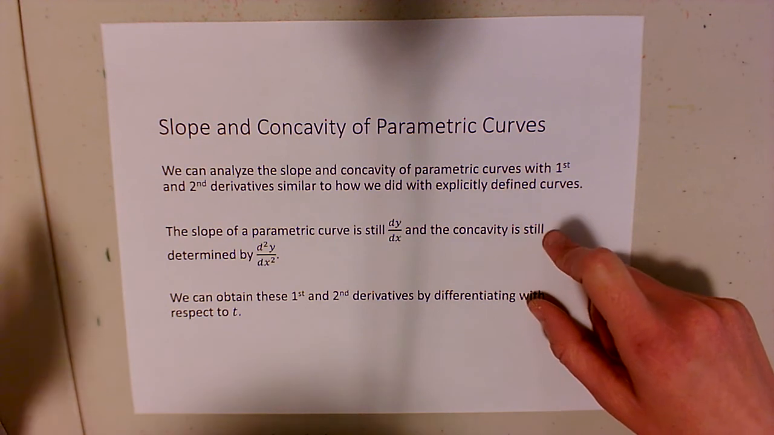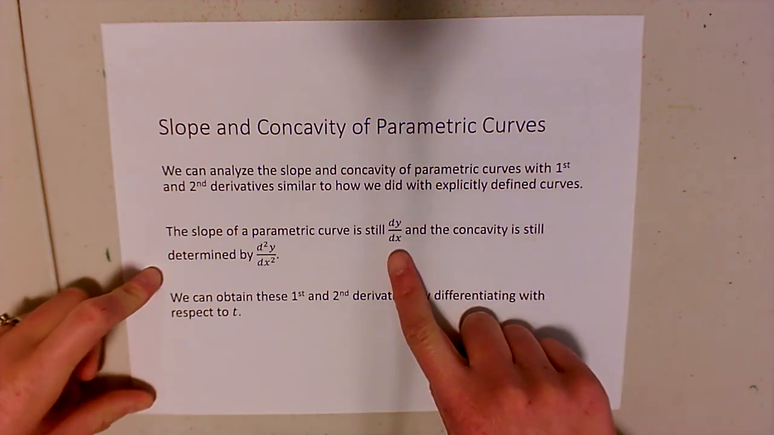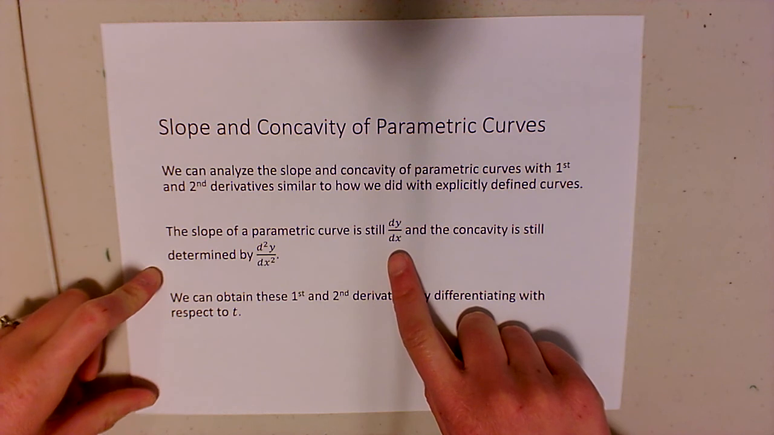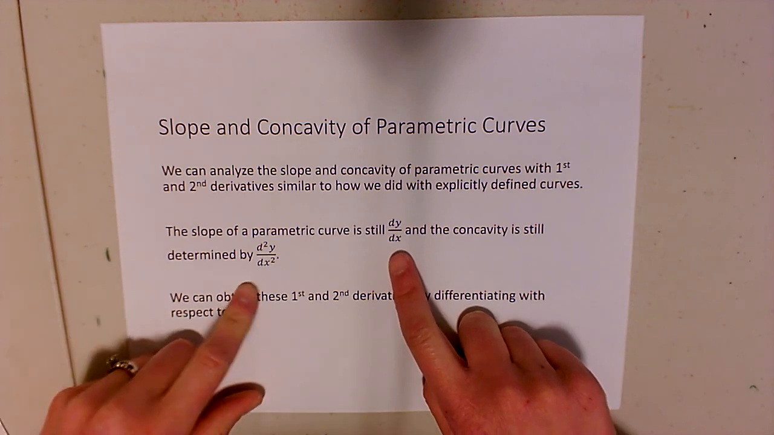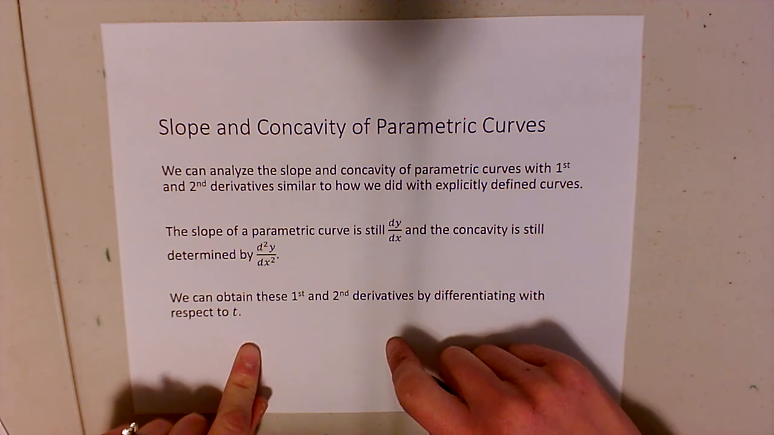So there's just one small little difference when we go to take our derivative. The slope of a parametric curve is still going to be dy over dx, and the concavity is still going to be determined by our second derivative, d squared y over dx squared.